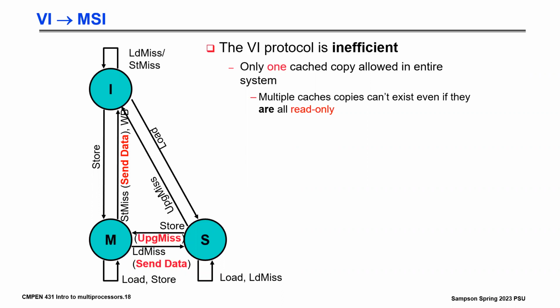That would cause incoherence. So I need to transition myself to the modifiable state where I know that I have write privileges. I may actually move this out of an assumption of read-only into an assumption of read-write. And that's going to require a different sort of miss, a new type of bus message, an upgrade miss. Congratulations, we now have more misses in our cache system from the coherence protocol itself.